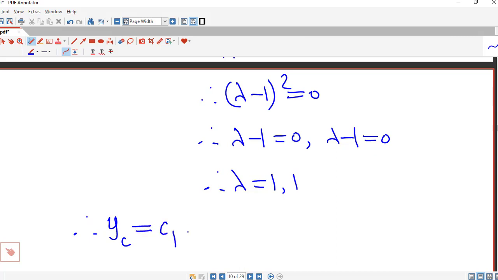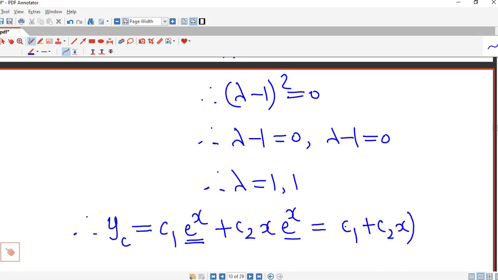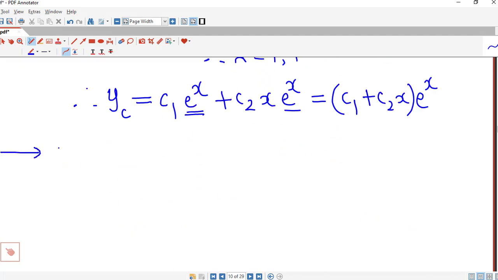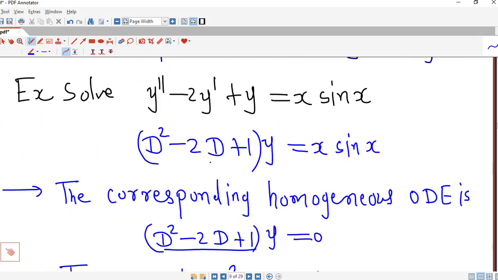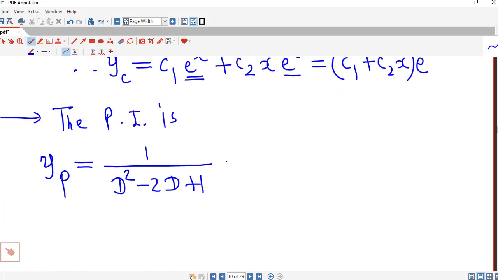Therefore the complementary function is c1 e raised to x plus c2 x into e raised to x, because we have the same function, so we multiply by x. If we wish we can rewrite this as c1 plus c2 x, times e raised to x. Now for the particular integral we apply that ready-made formula. The particular integral is yp equal to, our function is D square minus 2D plus 1, and the right hand side is x into sin x.